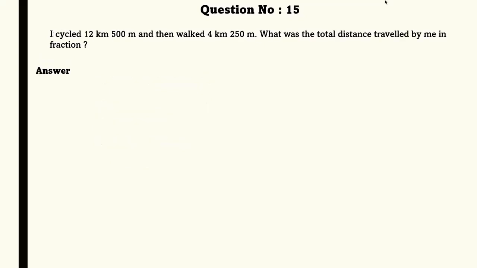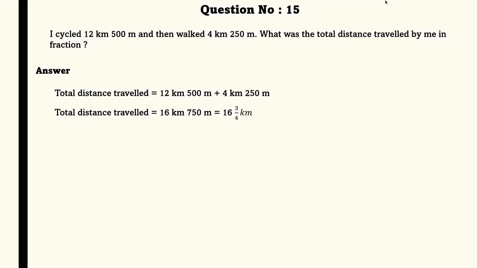Question number 15. I cycled 12 kilometers 500 meters and then walked 4 kilometers 250 meters. What is the total distance traveled by me in fractions? Total distance traveled is equal to 12 kilometer 500 meter plus 4 kilometer 250 meter, which is 16 kilometer 750 meter. In fractions, we'll get 16 3 by 4 kilometers. 16 750 by 1000 kilometers, which is equal to 16 3 by 4 kilometers.